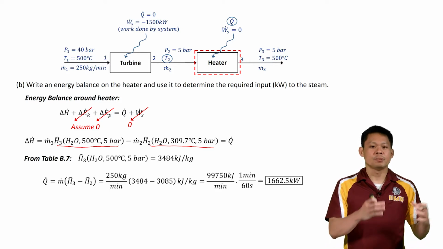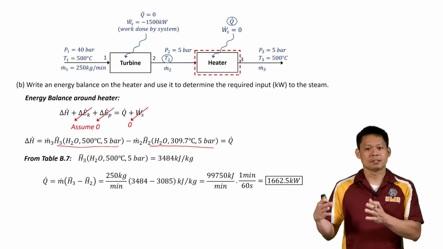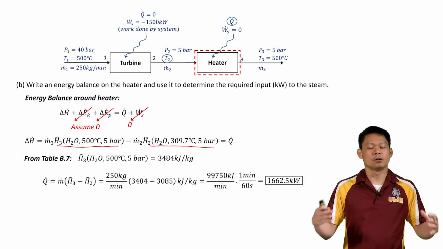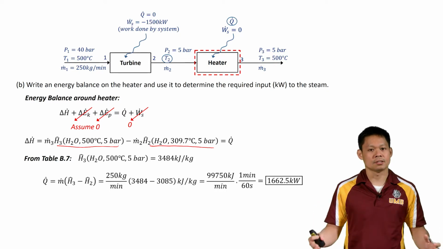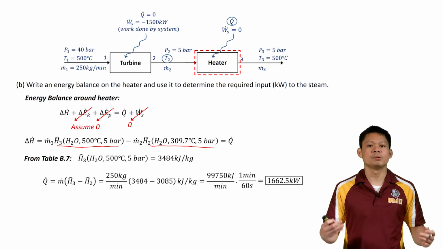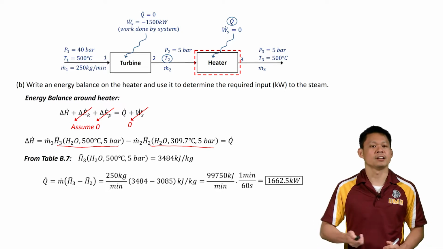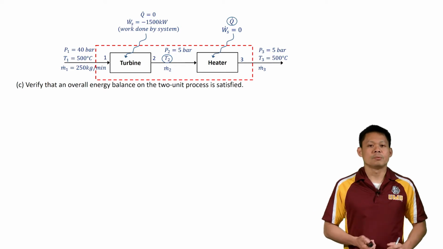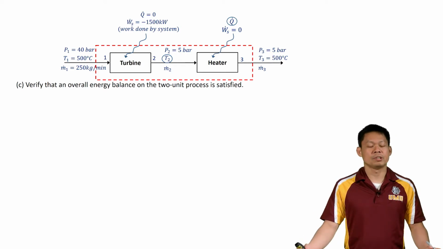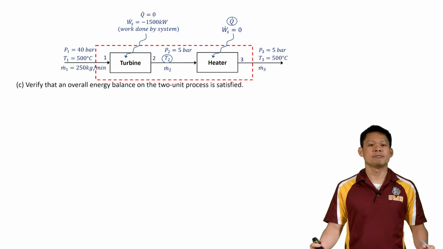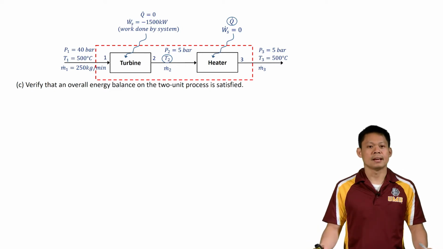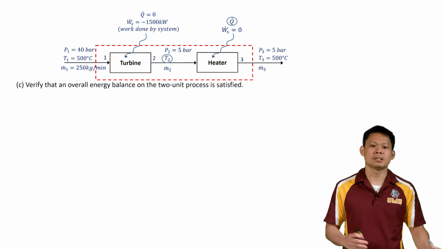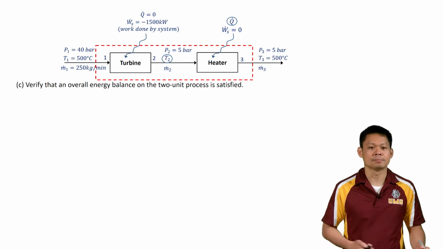So we have an energy balance for the turbine, we have an energy balance for the heater. Now we're going to look at the overall energy balance for this entire system, and it should be consistent with what we found from the turbine and the heater. And that's what question part C is asking for. Now we're looking at the overall, which means we are looking at stream 1 versus stream 3, but at the same time we have both heat input and shaft work. So the shaft work is from the turbine and the heat is from the heater.